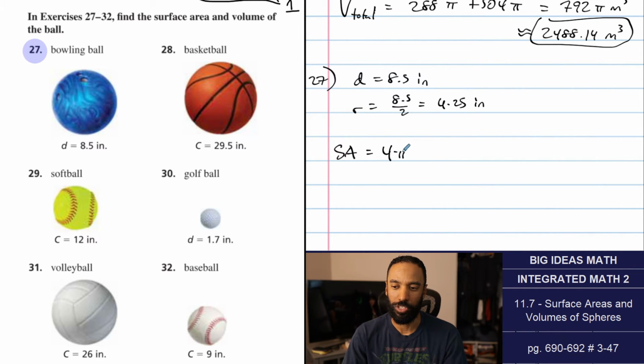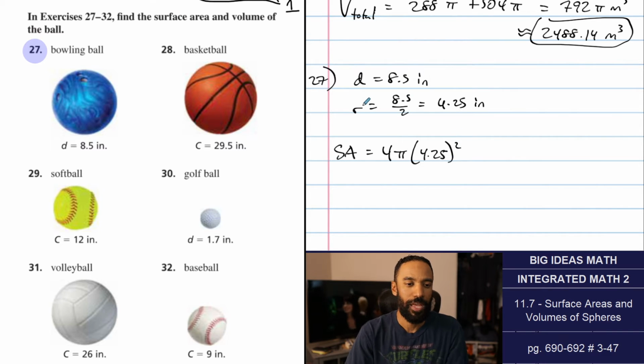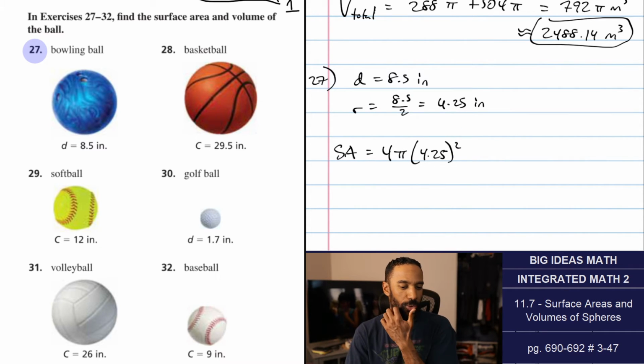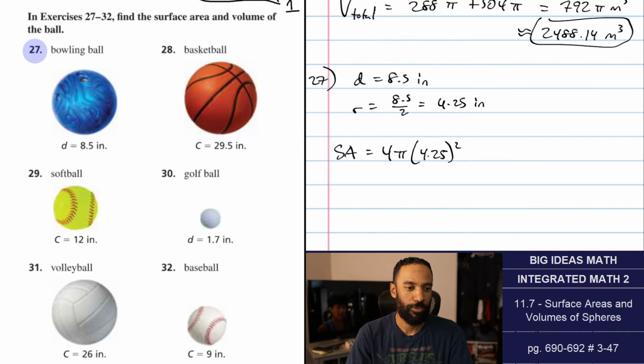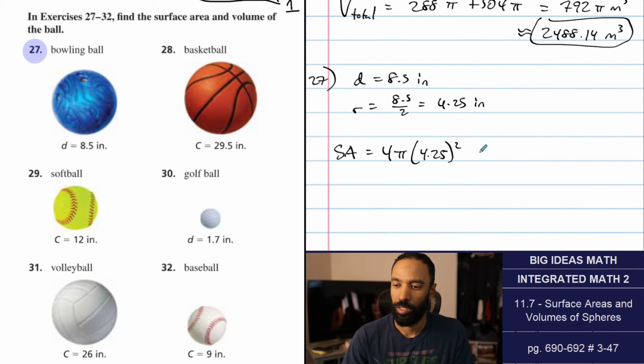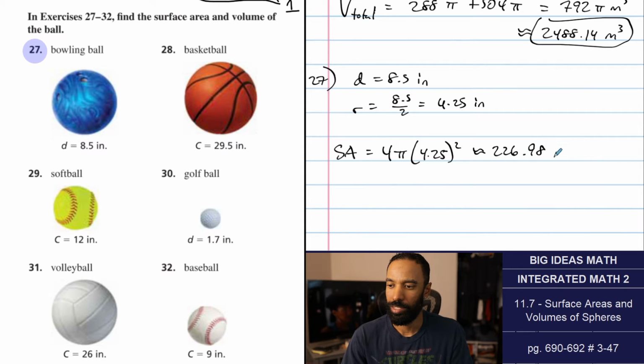All these are 4 pi r squared. So 4 pi times 4.25 squared. I don't think they're too interested right now in exact answers, especially when the number's like this. So I'm going to go straight into the calculation. I hope that's okay. So 4 pi times 4.25 squared, and you can still get it. This rounds to 226.98 square inches. That's surface area.